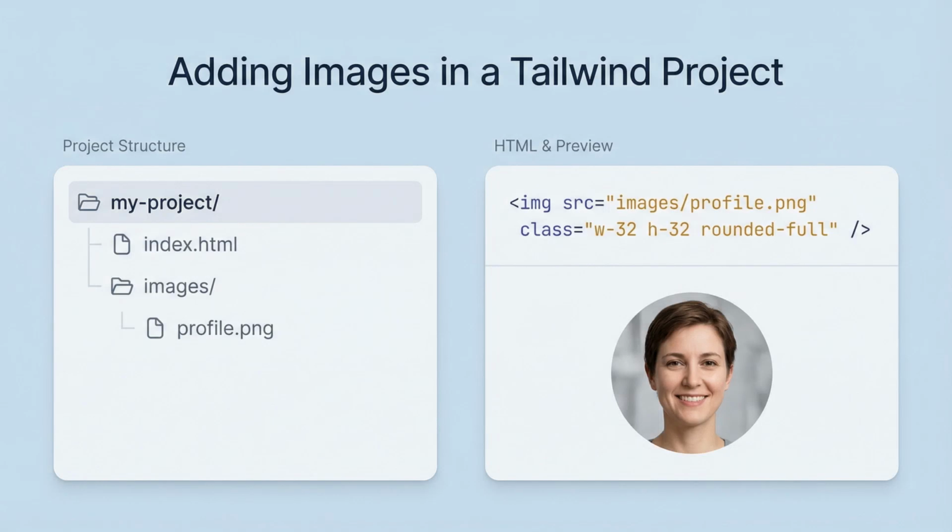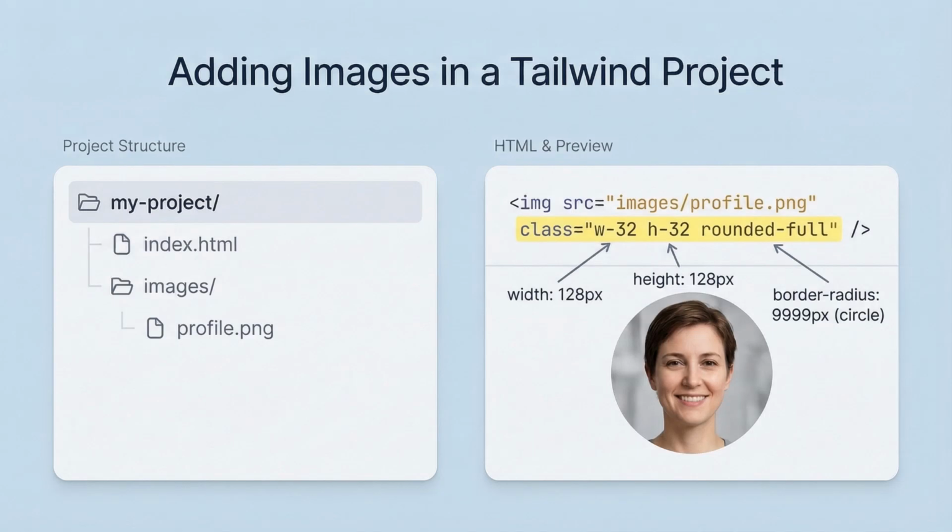When working with images in a Tailwind project, the process starts with organizing your files properly. You create an images folder inside your project directory and place your image files there, for example, profile.png. Then, in your HTML, you reference that image using a relative path in the src attribute. Once the image is referenced, you style it entirely with Tailwind classes. w-32 and h-32 set the width and height to 128 pixels each, keeping the image square. Then, rounded-full applies a border radius large enough to make the image appear as a perfect circle, which is a classic pattern for profile pictures. No CSS file needed at all.